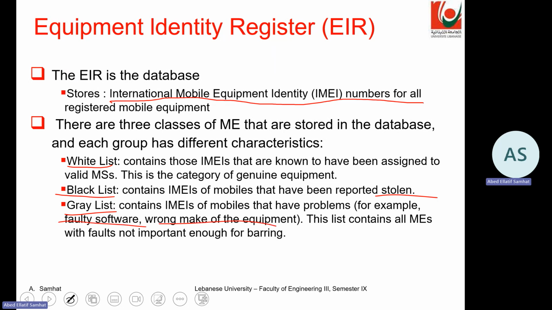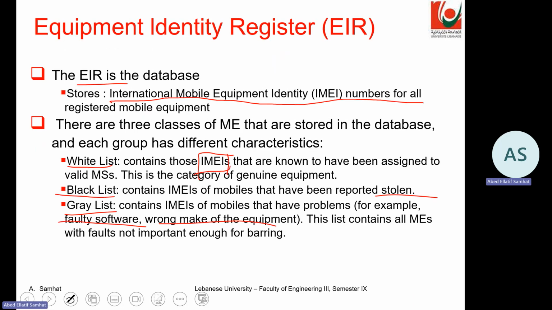Now in Lebanon, for example, if someone comes through the airport, they add the equipment for them. Practically, they are adding the IMEI to the equipment identity register to be able to use this device on the network here in Lebanon. Okay, so this is the number of the equipment.